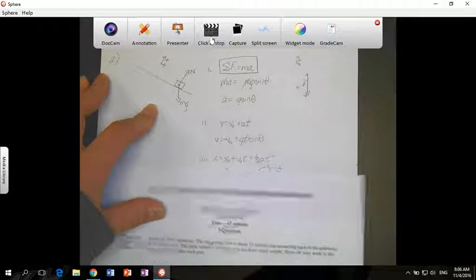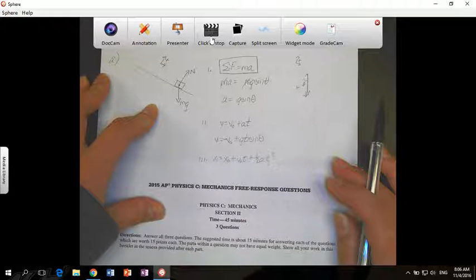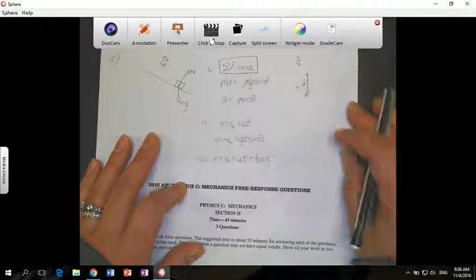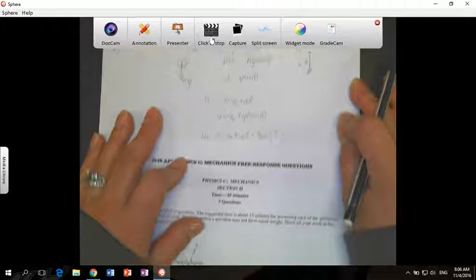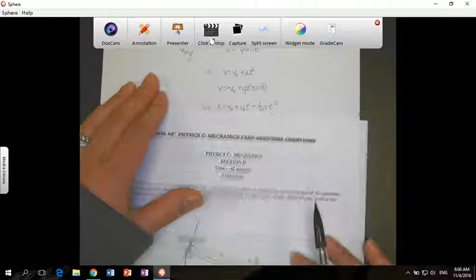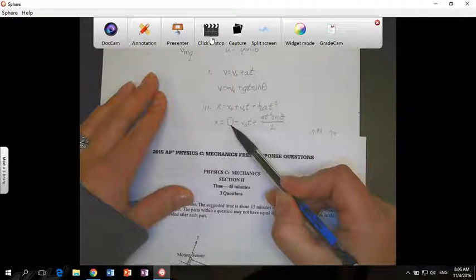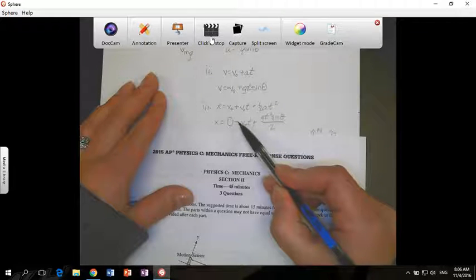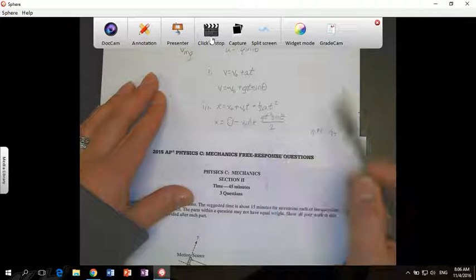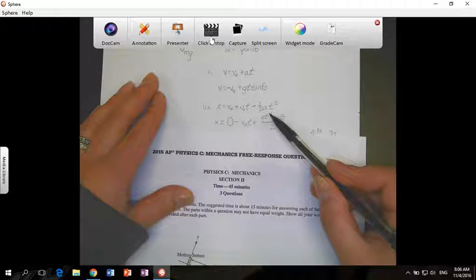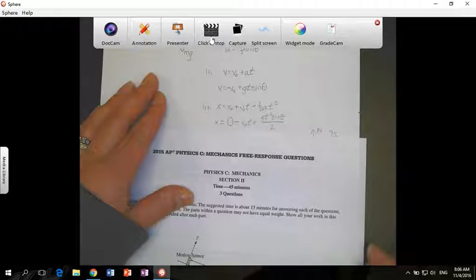Then we're asked to find an expression for the position of the block. So I'm going to use this expression to do my position. And my initial position, I'm at d. Again, my initial velocity is up the ramp, so it's negative, so v0 times t. And then my acceleration is g sine theta. There's my t squared and my 1/2.